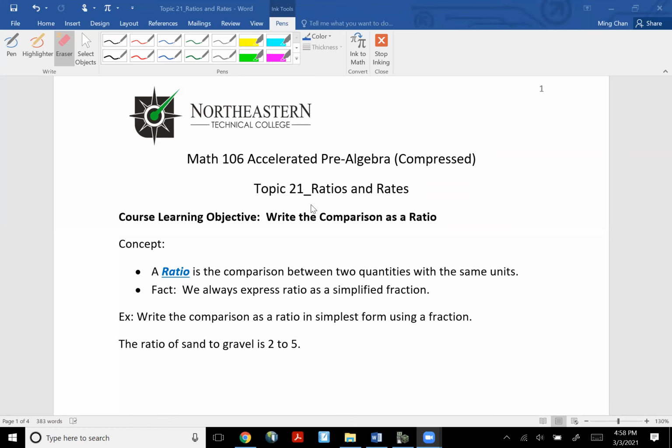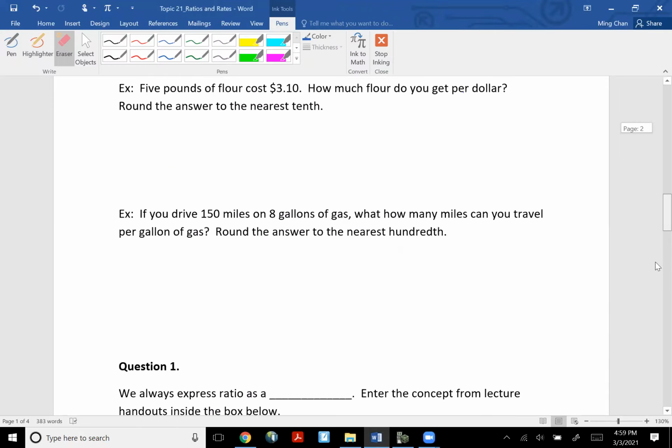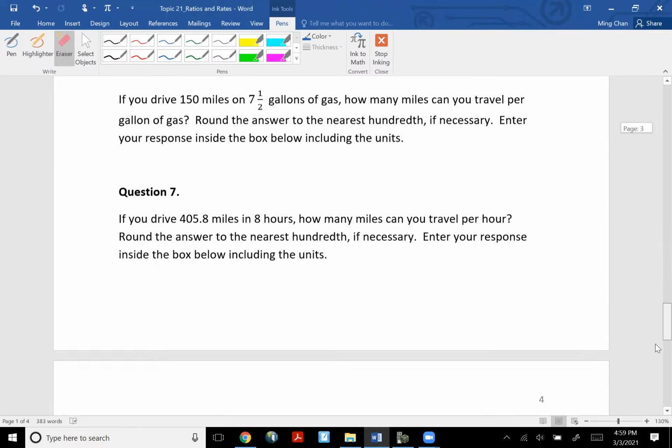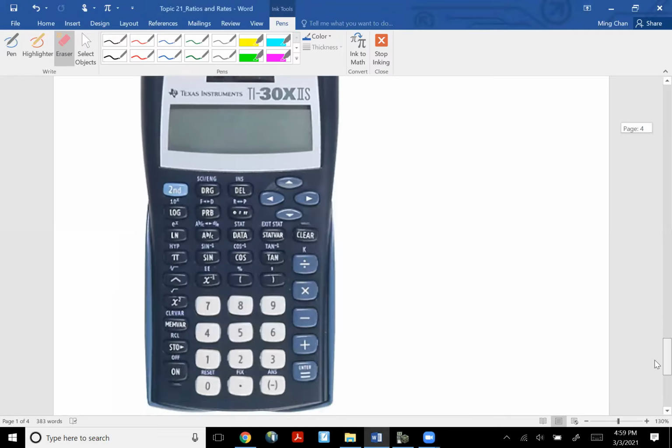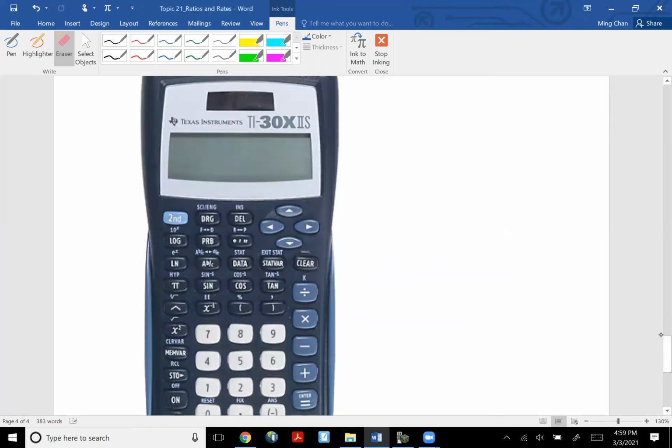So I'm going to share my screen with you real quick so we can begin this topic. Before we talk about ratio and rates, I would like to discuss a little bit about the calculator. If you have a graphing calculator at home, it may look like this one, or if it's different, that's okay. But the thing I want you to begin to know is how to convert between fractions and decimals.